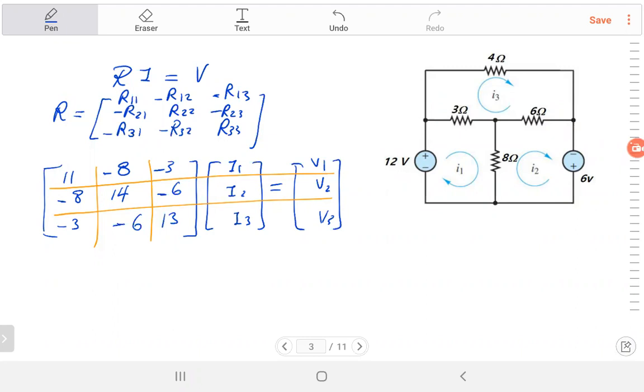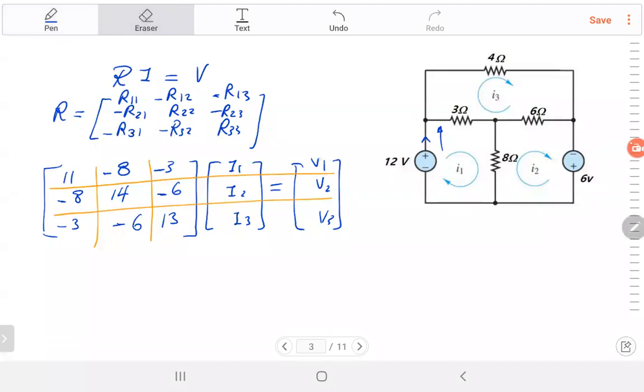I1, I2, I3, they are the unknown values. V1, V2, V3, they are the voltage sources in each mesh. And the sign of the voltage source should agree with the direction of the current in each mesh. What does it mean? You have I1 going upward, and the polarity of the 12 volt source is at the top here. It means it is producing current upward also, so it agrees with the direction of I1. So you take it positive 12.